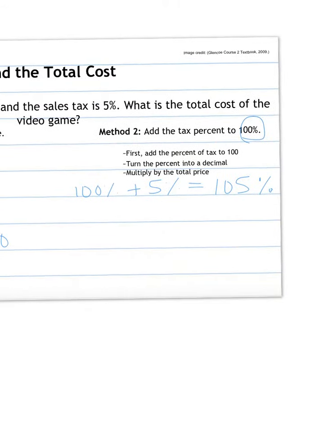Okay, then we turn the percent into a decimal, move it 2 to the left, and multiply by the total price. So you take the 74 and you multiply it by 1.05. So 74 times 1.05, and you get 77.70. Again, that gives you the total price. So that 100% accounts for the $74, and then this little 5% here takes care of the tax. So two methods, you can pick whichever way.